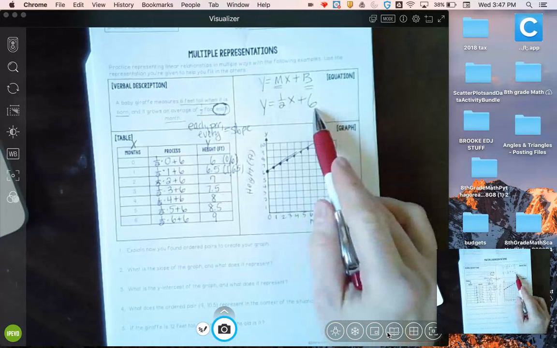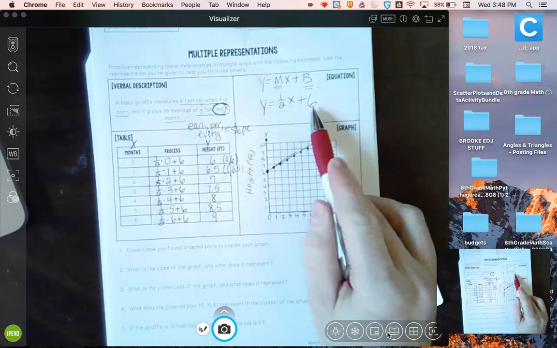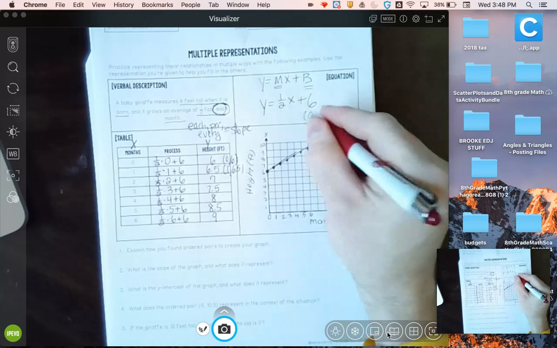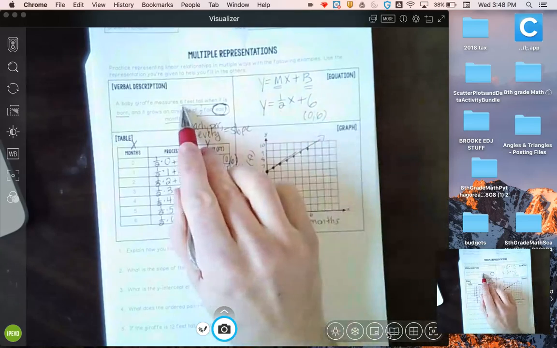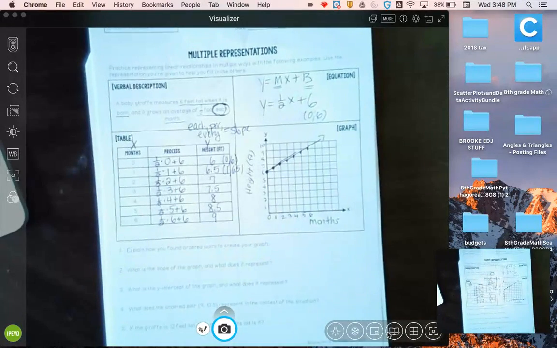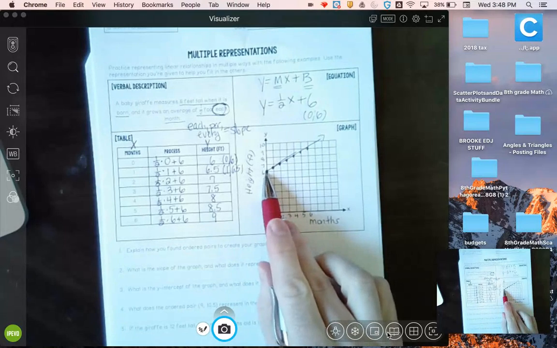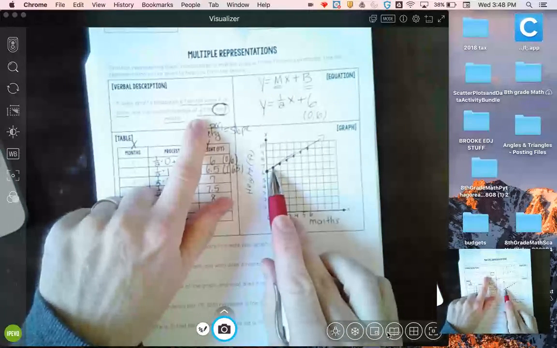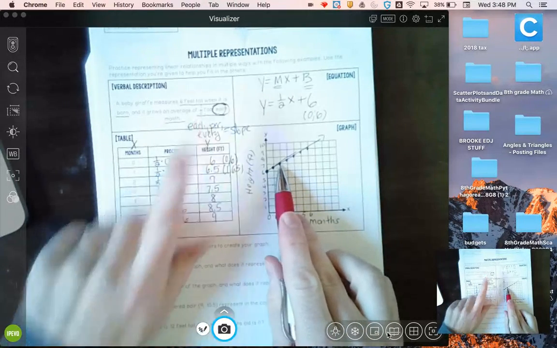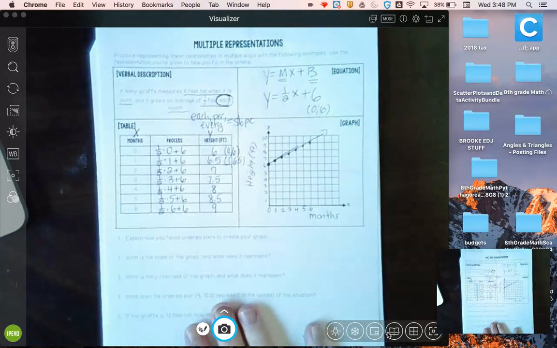I took it all from here as well. Started at 6. That's telling me the same ordered pair, 0, 6. Started at 6 feet when I'm born because I'm 0 months old, and there he is, the same thing. And it's changing by 1/2 foot every month. That's a pretty big elephant we got there.